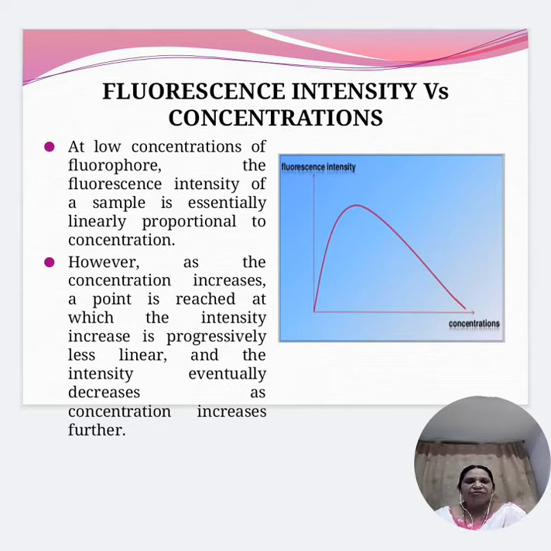So by observing the fluorescence intensity versus concentration graph, we have seen that at lower concentration of fluorophore, the fluorescence intensity of a sample is essentially linearly proportional to the concentration. However, as the concentration increases, a point is reached at which the intensity increases progressively less linearly, and the intensity eventually decreases as concentration increases further.